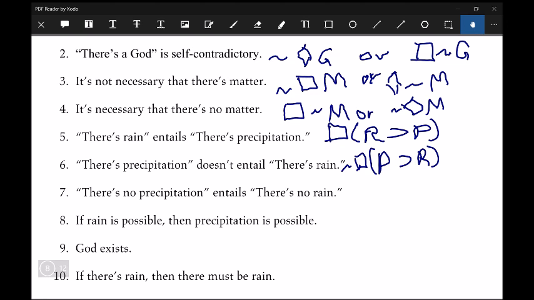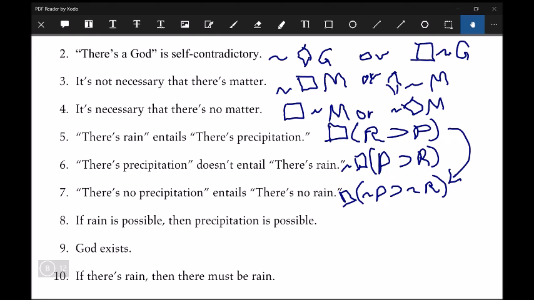And 7 says there's no precipitation entails there's no rain. Necessary that if there's no precipitation, then there's no rain. Is this true? Yes. This follows from this, actually. And so could we prove that? Well, not until next class.